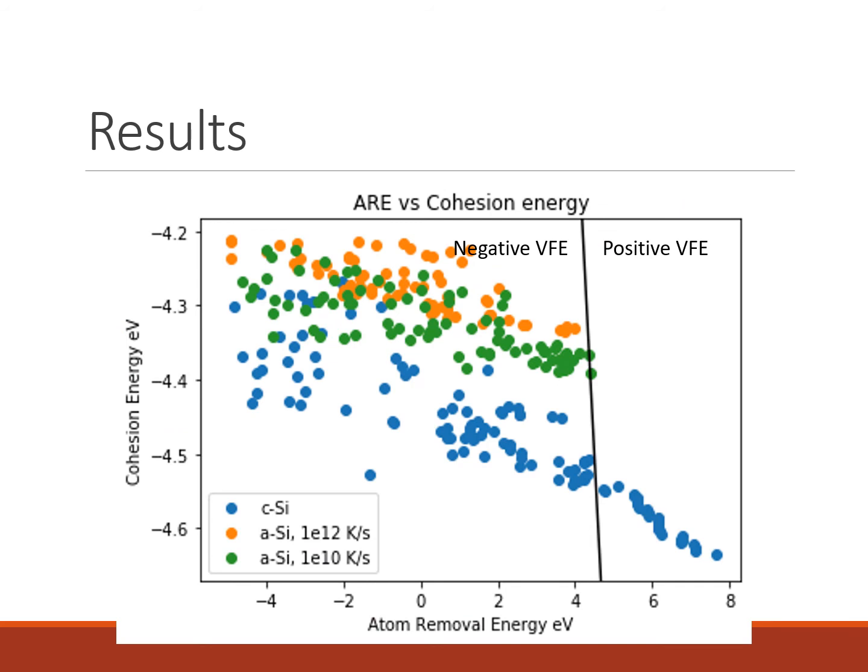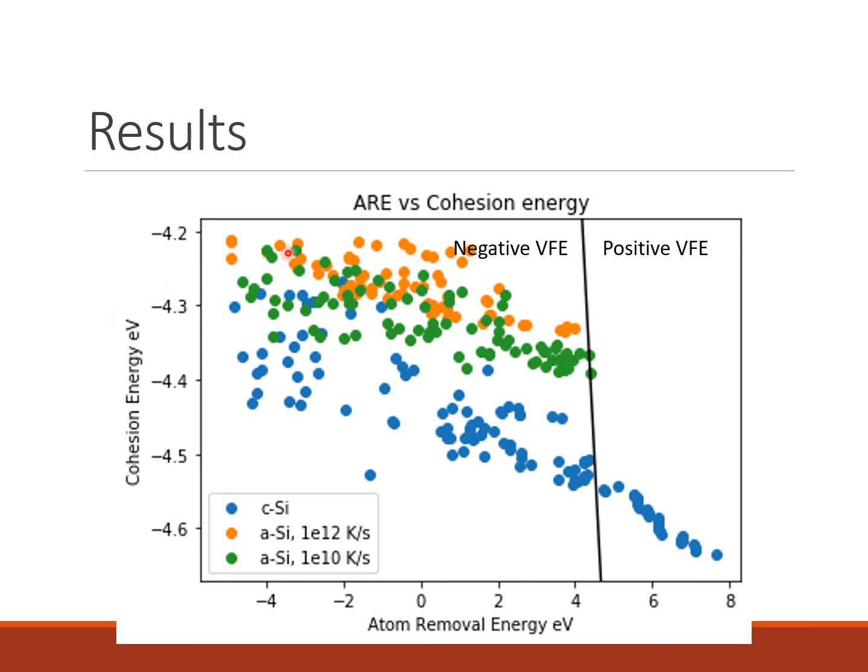So this is the key graph for the presentation. This is a graph of the minimum atom removal energy versus the cohesion energy for each of the various iterations in the simulations. It's very simple: atom removal energy is just the difference between the energy of the structure with a vacancy and the initial energy of the structure. And cohesion energy is the energy per atom in the various structures.